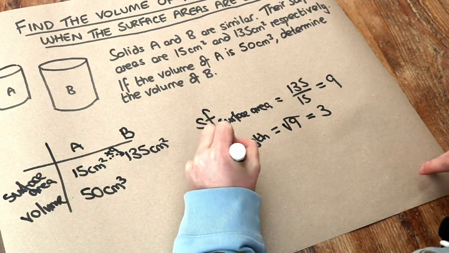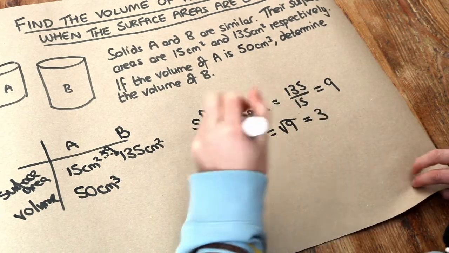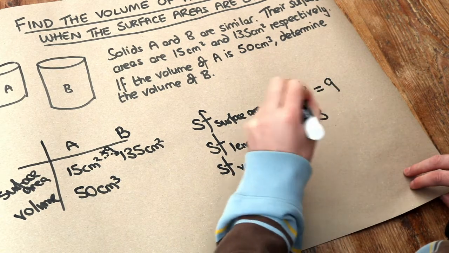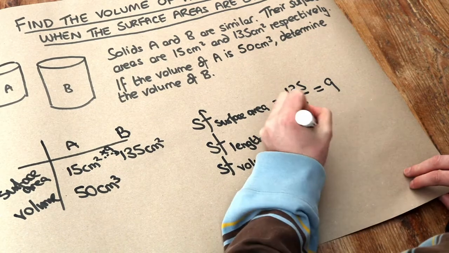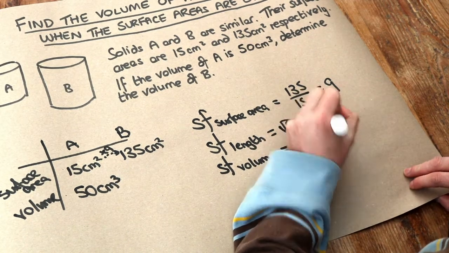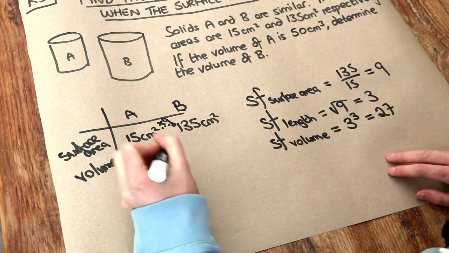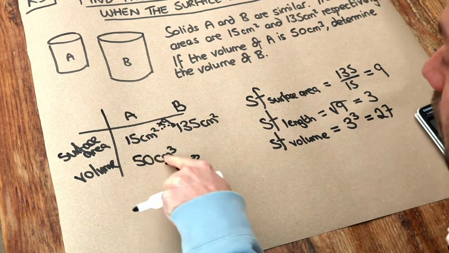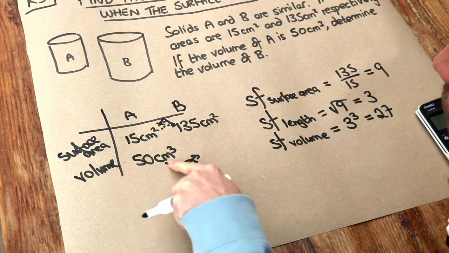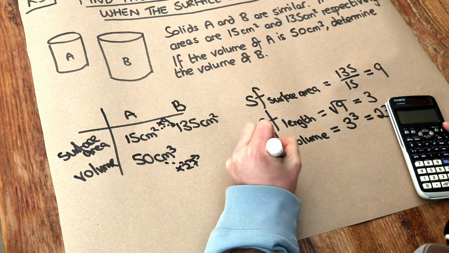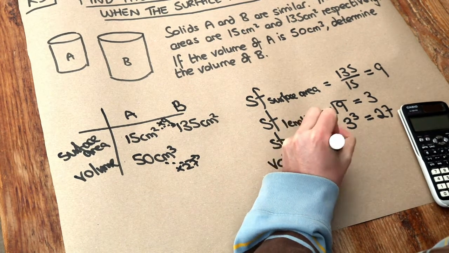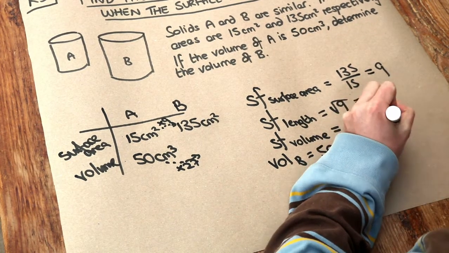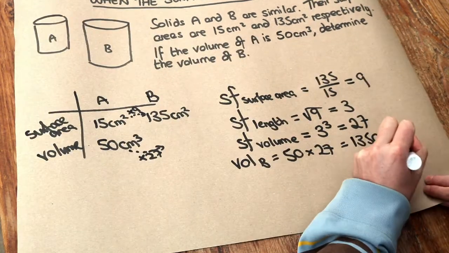And we also saw in another previous video that if we had the scale factor of length as 3, then we could find the scale factor of volume by cubing that number. And I'll have a summary table for this in a second. So we cube that scale factor of length to find the scale factor of volume, which is 27. So we now know that the volume of B is 27 times bigger than the volume of A. So we just need to times that 50, that volume there of A, by the 27. So the volume of B is just 50 times 27, which is 1,350 centimetres cubed. So that is the final answer.